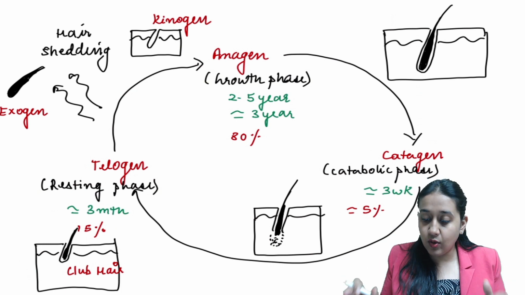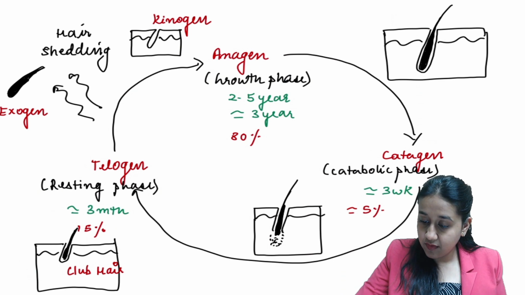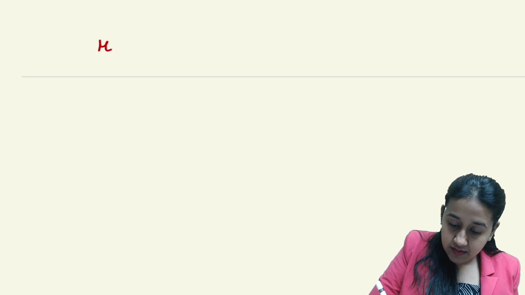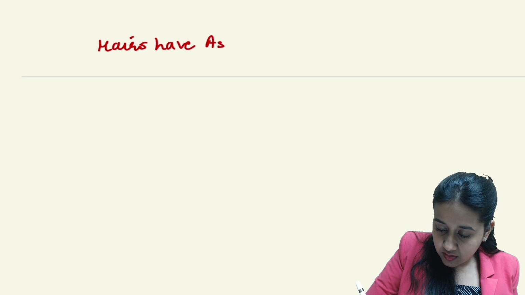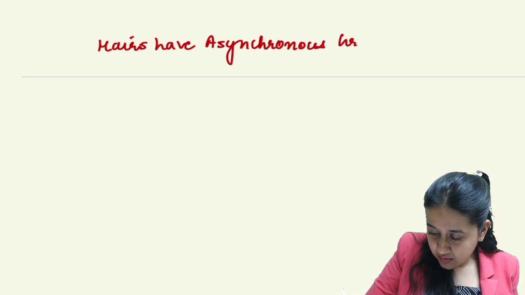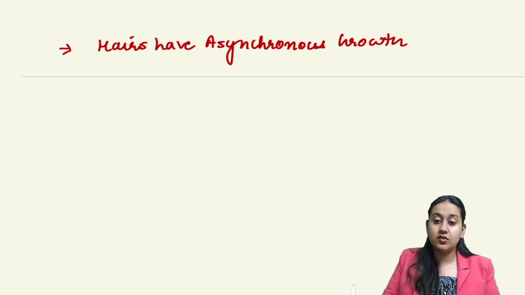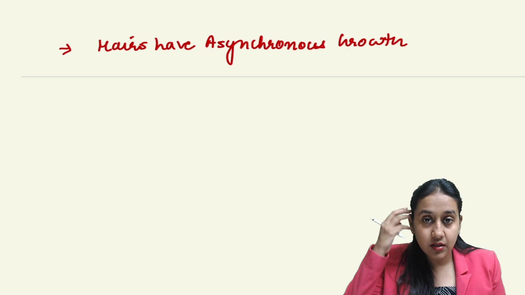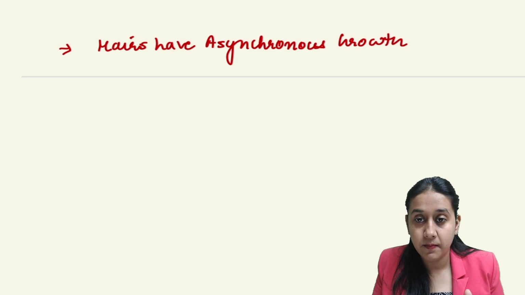Few points which we all need to know with respect to the hair cycle is all the hairs have asynchronous growth. What do you mean by asynchronous? Asynchronous means the adjacent hairs are in a different phase of the hair cycle.